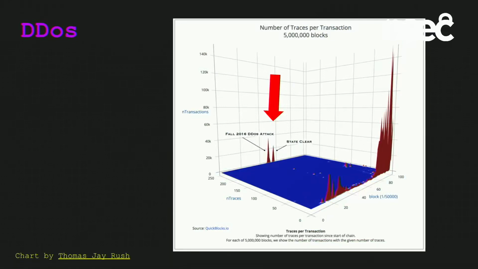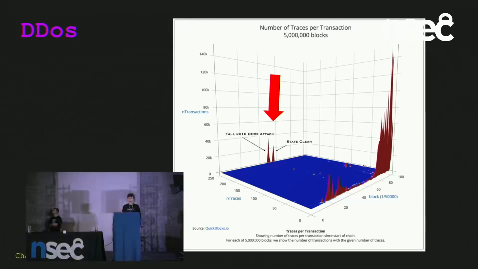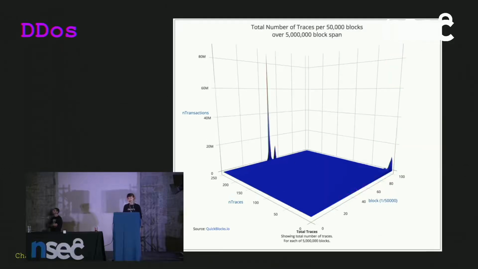And that there's these two bipolar lumps at the back, and that's the DDoS and the state clearing operations. And this is actually still skewed because height here represents the number of transactions. If we adjust the height to be proportional to the number of traces actually being created, you'll see things are even more crazy.